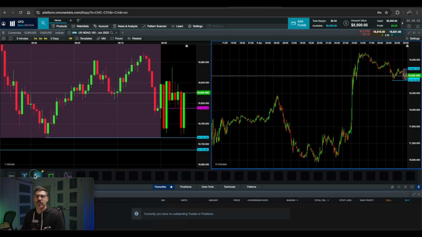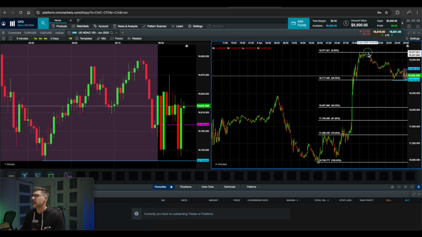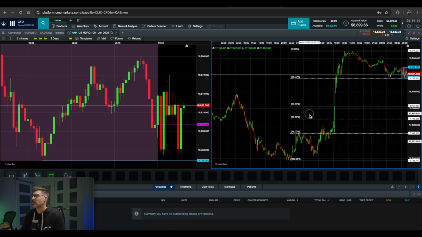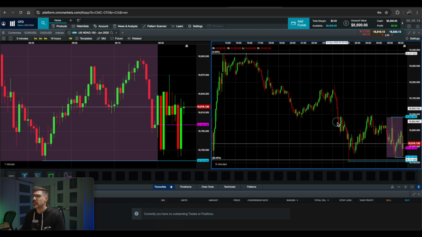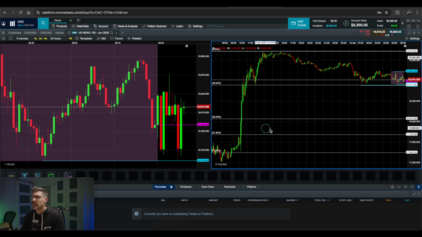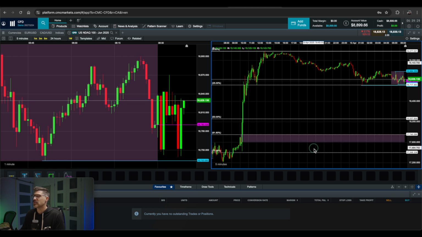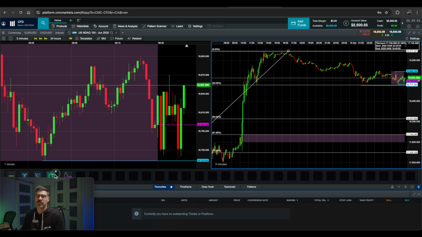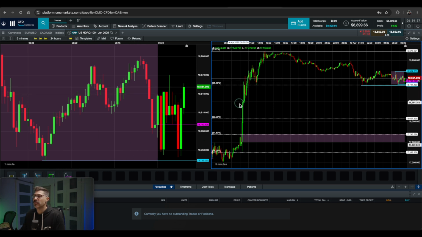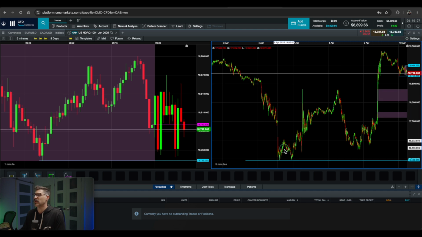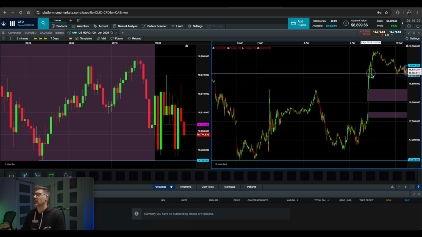If we want to throw our fib up from here to there, we can look for a retracement down into this fair value gap on the 5-minute. It looks about right. This one here is an easy objective as well. We've had this large run up here, and it's time to retrace.